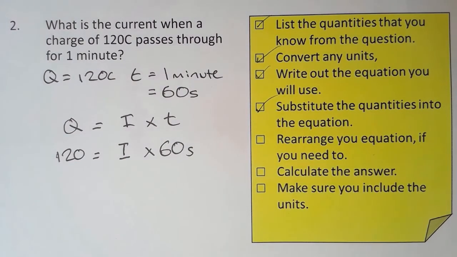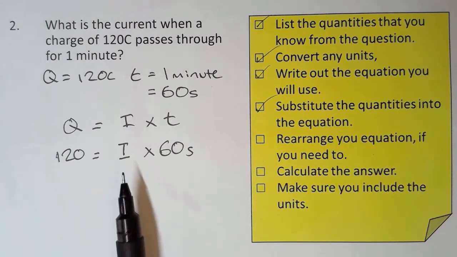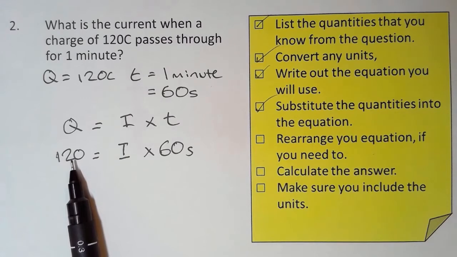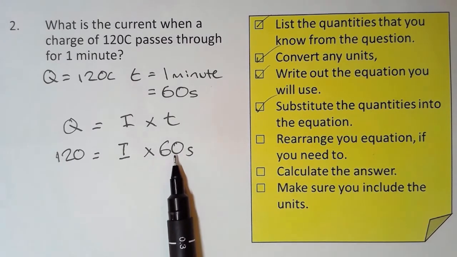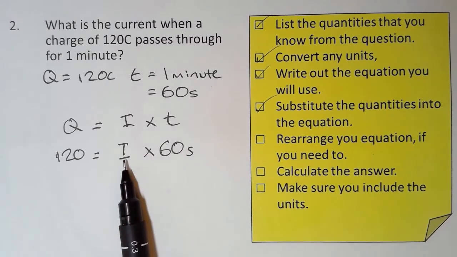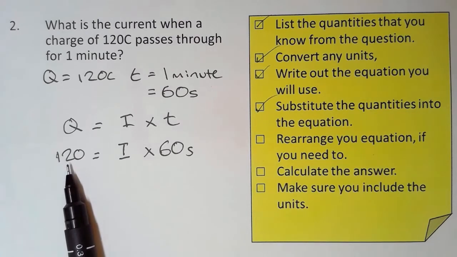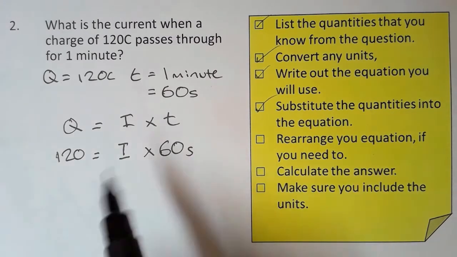Then rearrange the equation if you need to, which we do need to on this occasion. Okay, so if 120 is equal to I times 60, then I is equal to 120 divided by 60.